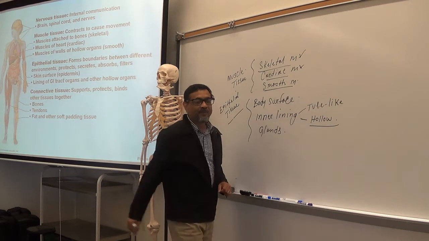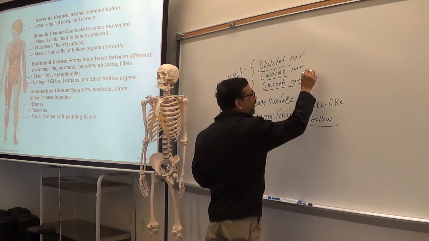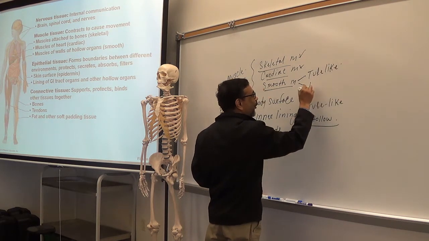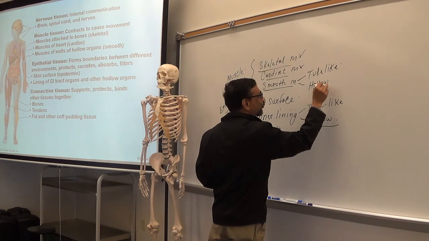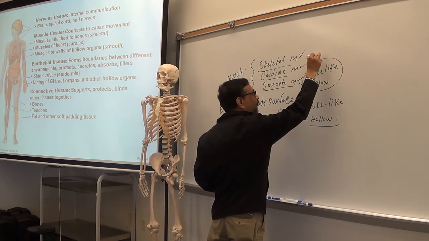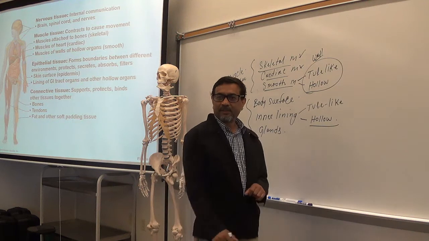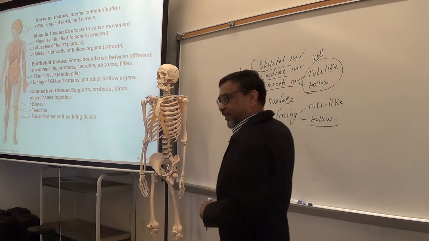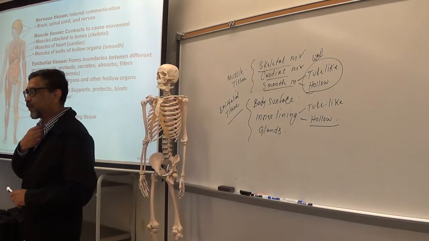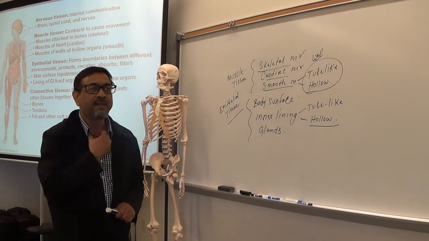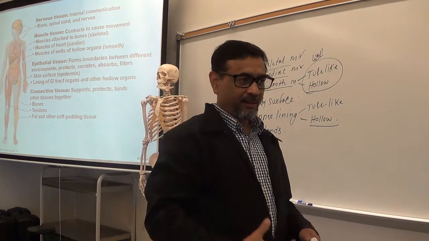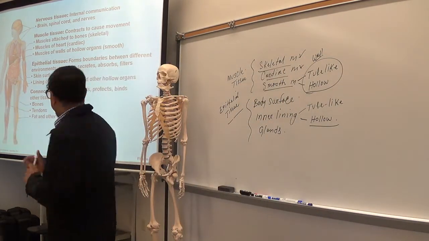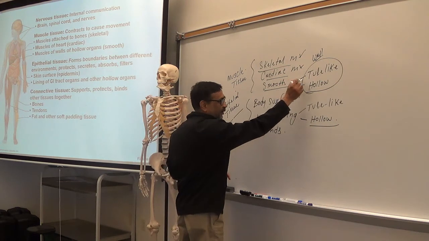Smooth muscle is in the wall of tube-like and hollow organs. That means in the wall of the intestine, wall of the esophagus, make sense? Wall of your larynx, pharynx, wall of trachea. Hollow organs are stomach, uterus, urinary bladder. In the wall, you will find those smooth muscles.